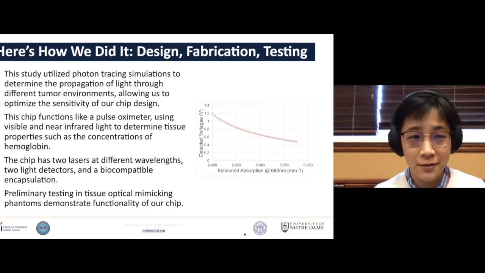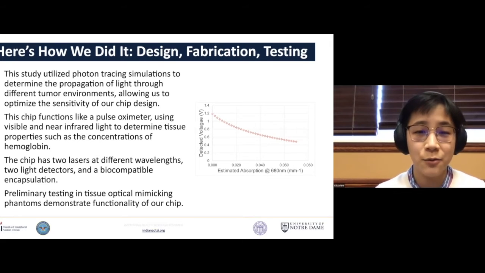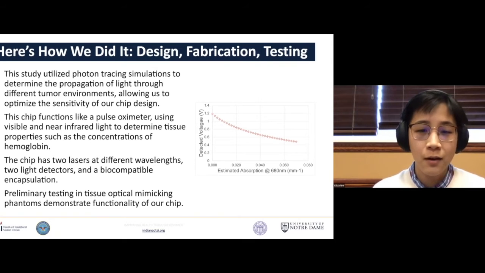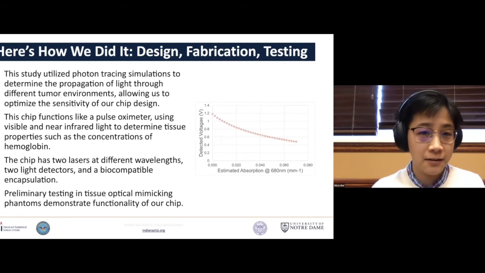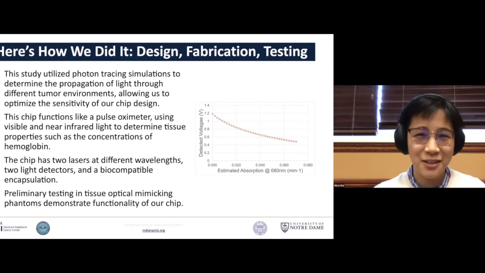So here's how we did it so far. First, we started with simulations. The simulations really were just photon tracing, seeing how light moves through this tumor tissue. What if we add the chip components? How does light reflect or move through the tissue as a result of these extra components?